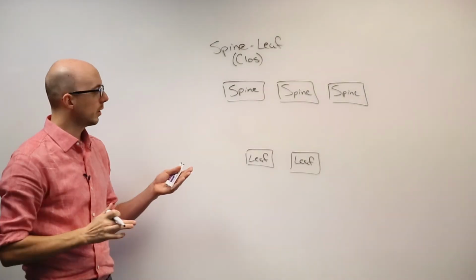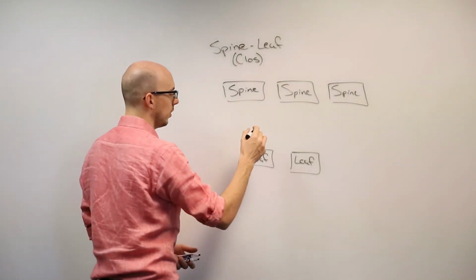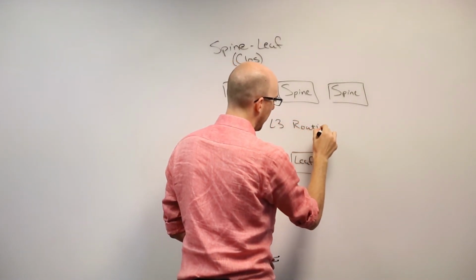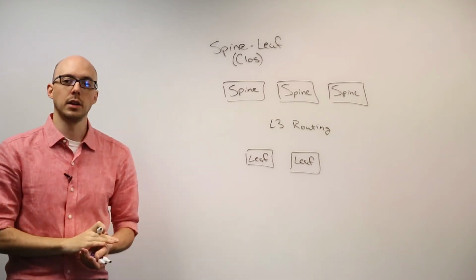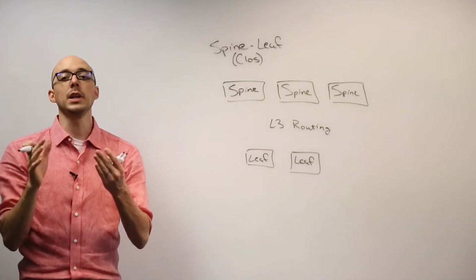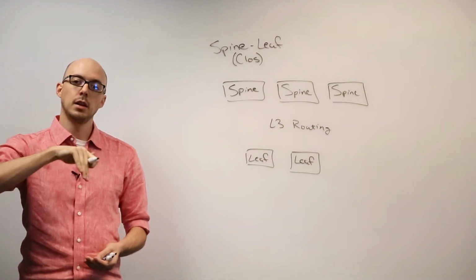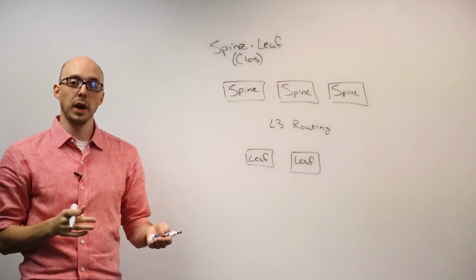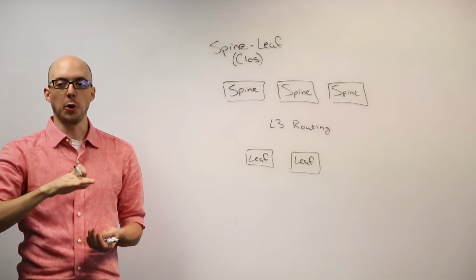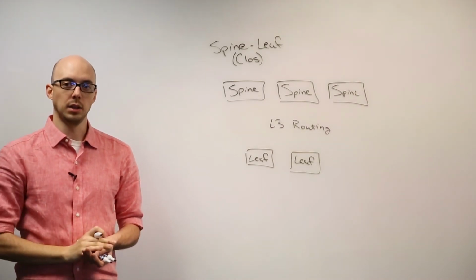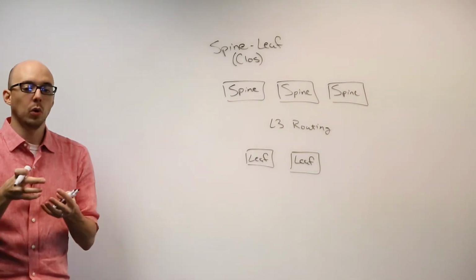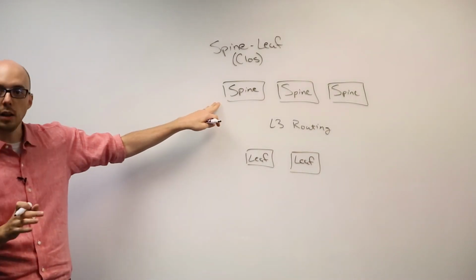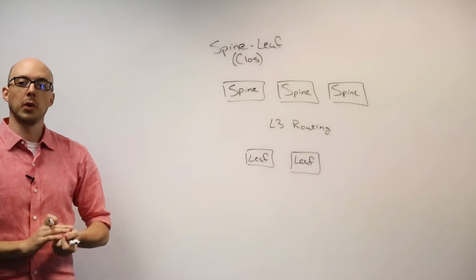Another important characteristic of spine and leaf networks is the use of layer 3 routing between the spine and leaves. In traditional 3-tier architectures with an access, a distribution, and a core, we would use regular layer 2 with spanning tree or with MLAG at all layers to provide connectivity. However, we're limited to only 2 uplinks in those environments, and we lack that ability to do scale out bandwidth growth within the core.